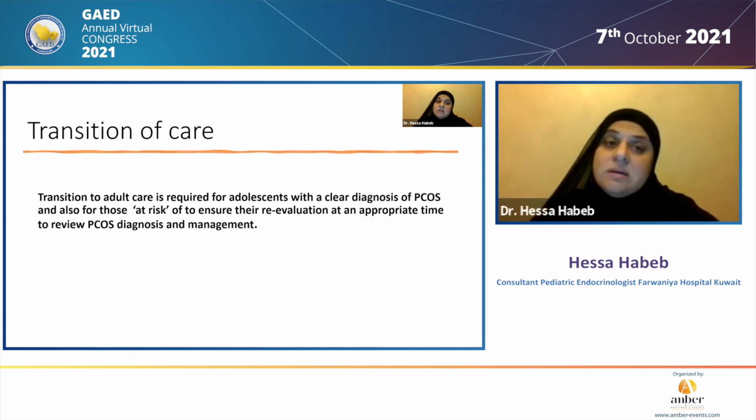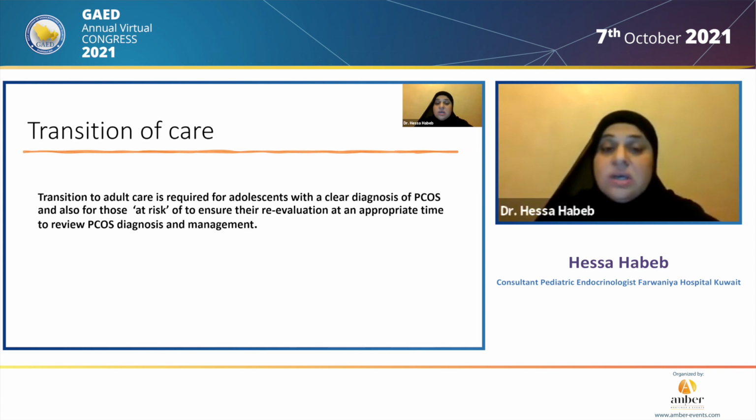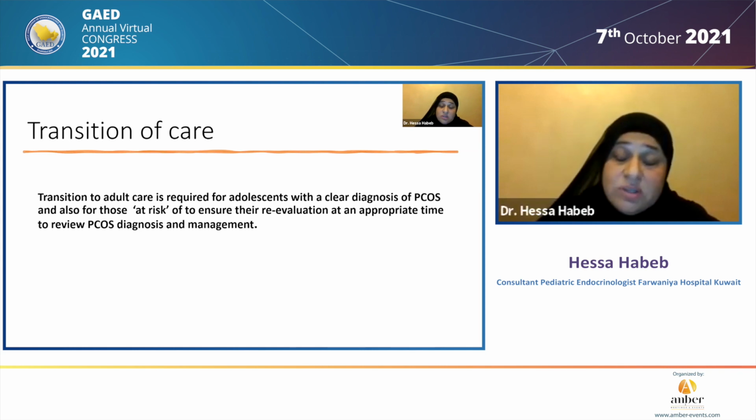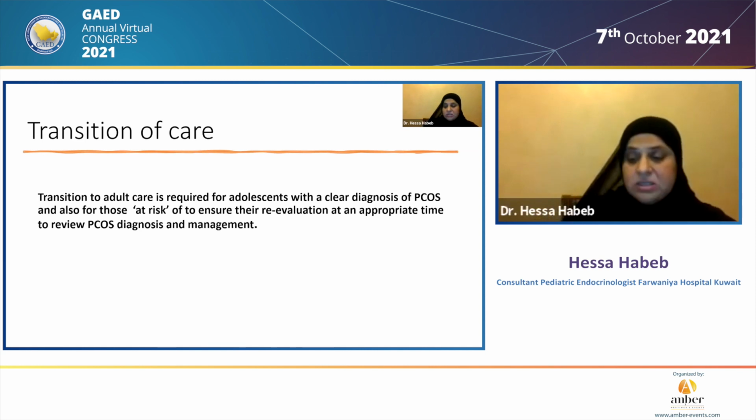As these kids will grow and be transferred to adult care, we need the transition to adult care to be smooth. It is required for the adolescent with a clear diagnosis of PCOS, and those at risk, to ensure their re-evaluation at an appropriate time and to review the PCOS diagnosis and management. So we need to take these adolescent girls safely to adult care.